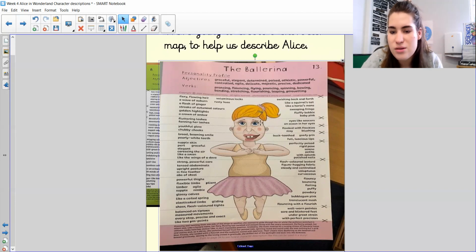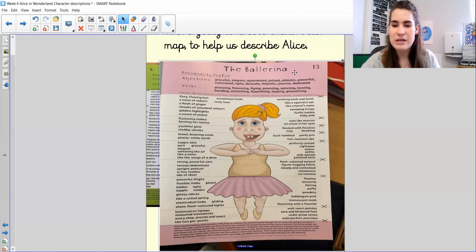Then if you move down a strip, this one is on her eyes. Here we've used some phrases to describe her eyes: fluttering lashes, eyes like saucers, an ocean in her eyes. So again, we've got some figurative language there. We've got a metaphor. As we move further down, we also have some verbs and action words being used. For example, at her feet it says she's balanced on her tiptoes, every step is precise and exact, she uses perfect precision. So we're not just describing what her feet look like in terms of appearance, but also what she's doing with her feet.